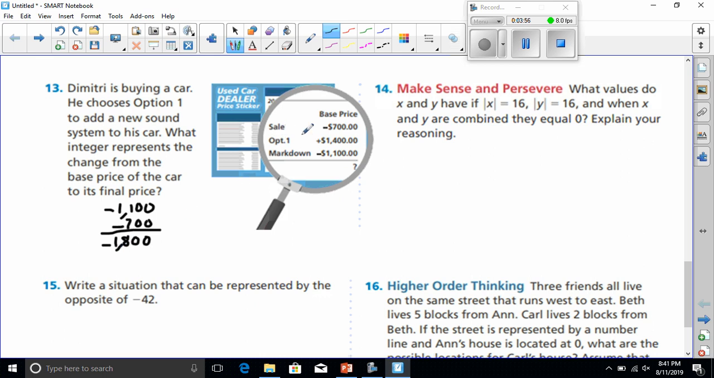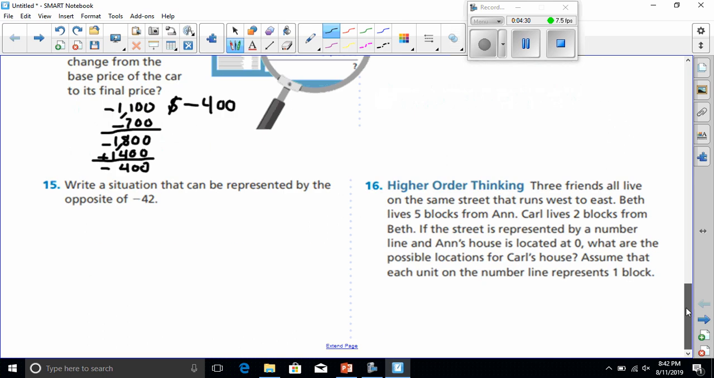And now we have that option 1, which gives us a positive $1,400. So if we go with option 1, positive 1,400. Remember, we take the big number minus the small number, and that's going to give us 400, and we keep the sign of the bigger number, which was negative. So it's negative $400. And we are talking money here. All right, number 14 is yours, which means number 15 is mine.